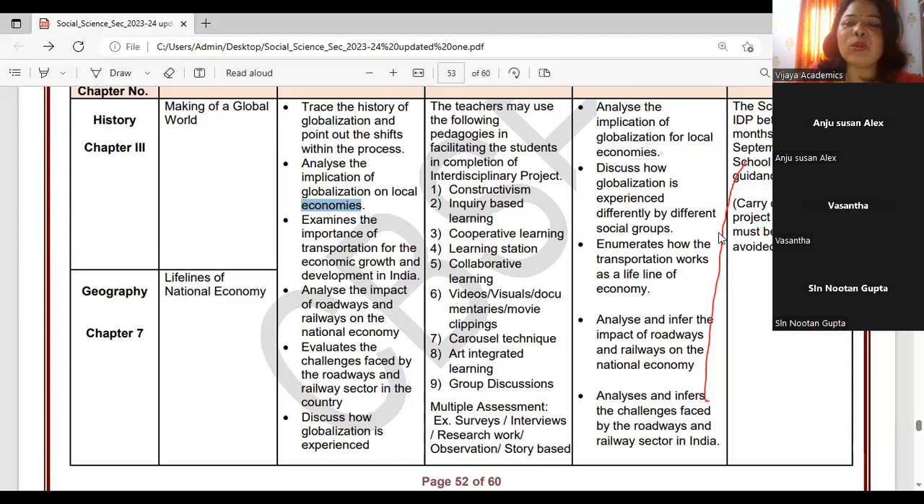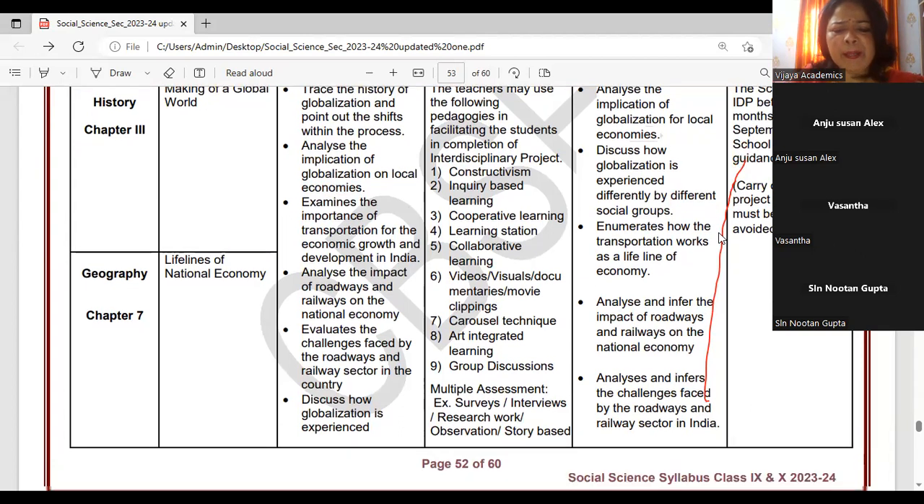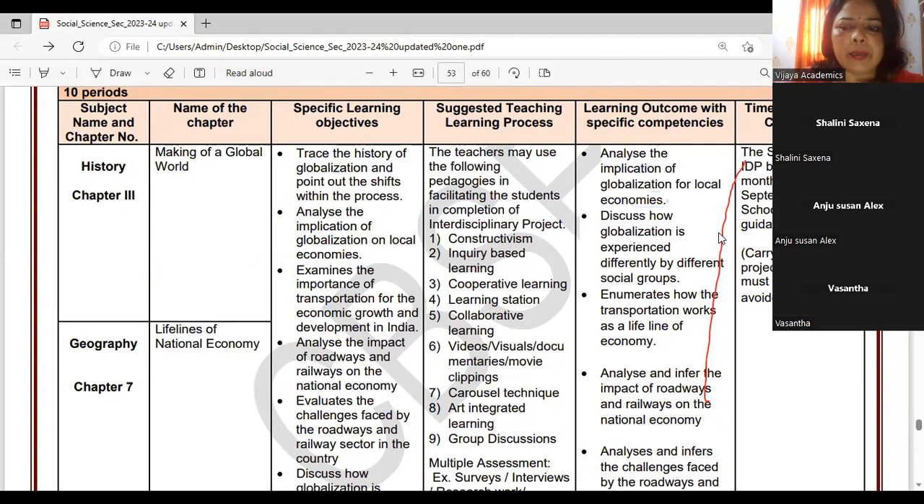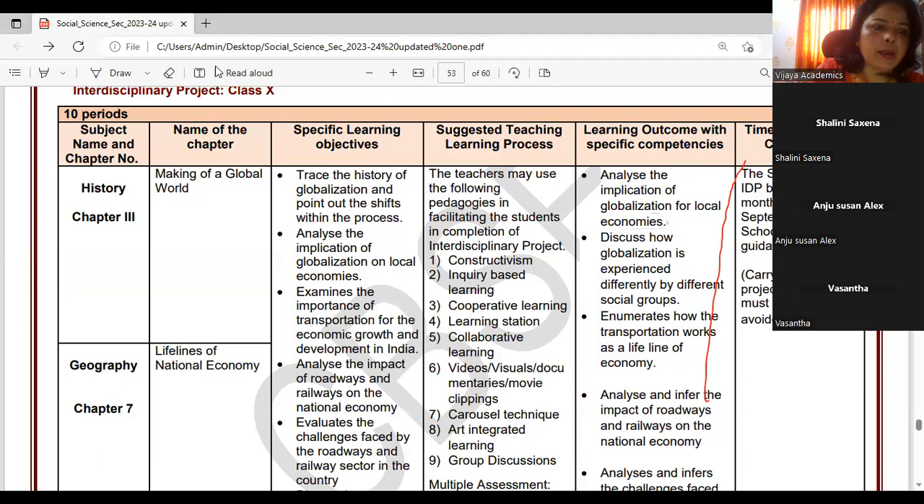Okay, so the pedagogies are cooperative learning, learning station, collaborative learning, videos, visual documentaries, movie clipping, carousel technique, art integrated learning, group discussion. All these things you are going to do as a teacher. Now, if you see here, learning outcomes with the specific competencies are given. Then the time schedule for completion. You are going to stick to the time because CBSE has told 10 periods. See, it has been given here: 10 periods and maximum marks 5.